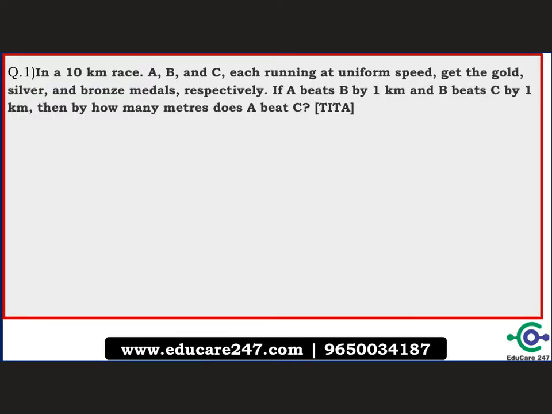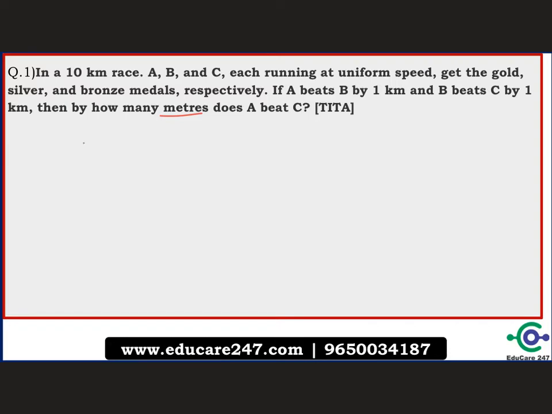Question number 1 says, in a 10-kilometer race, A, B, C, each running at uniform speed, get the gold, silver and bronze medals respectively. If A beats B by 1 kilometer, B beats C by 1 kilometer, then by how many meters does A beat C? This is a TITA question. One thing to keep in mind is the answer has been asked in terms of meters, so we'll convert everything into meters.